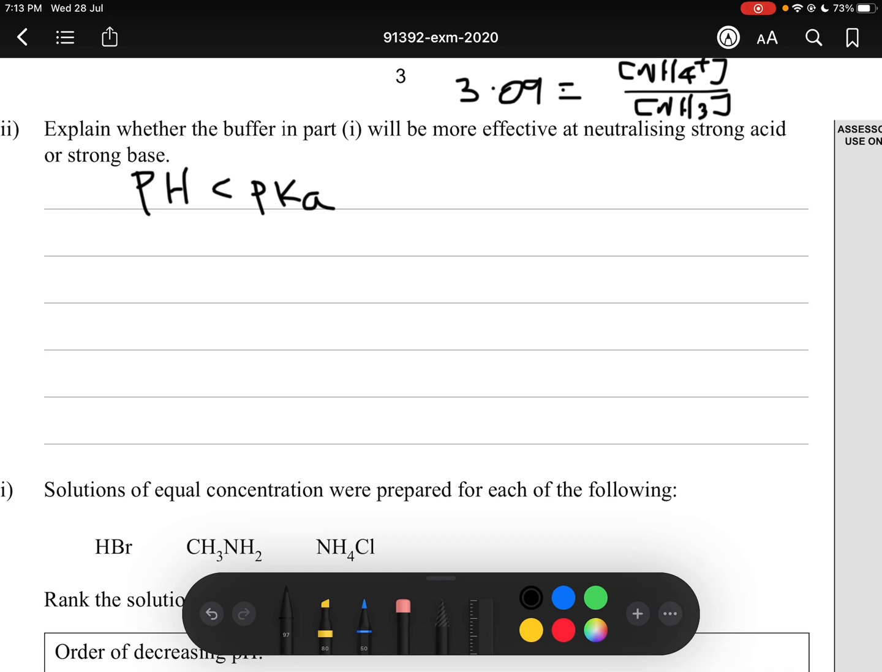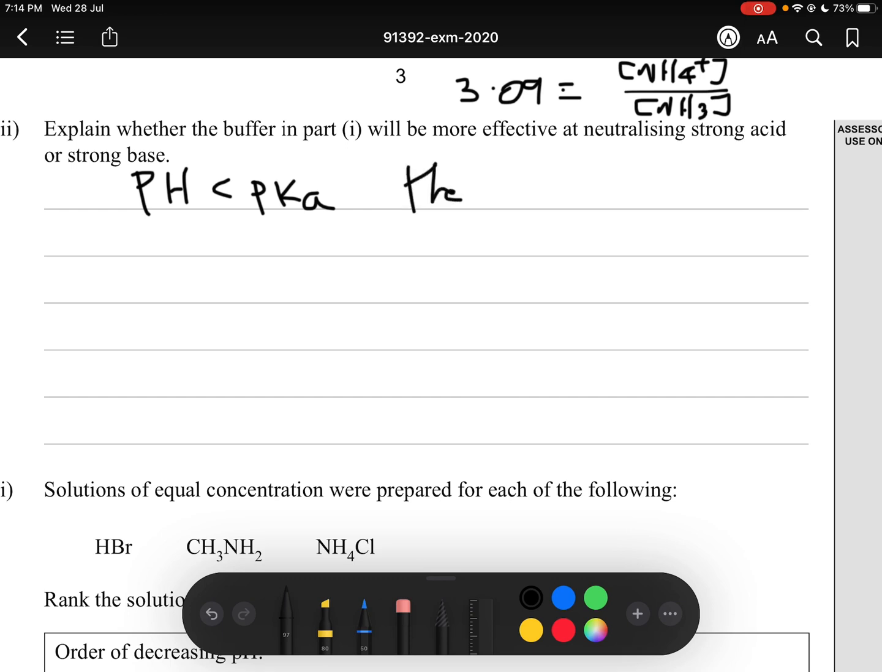So for any situation, if the pH is lower than the pKa, there is more acid than base in the buffer solution, and it's going to be more effective at neutralizing the strong base. If it's the other way around, if pH is greater than pKa, in this case we're going to have more base than the acid. Therefore, this particular buffer solution will be more effective at neutralizing strong acid because there's more base. But in this particular case, the pKa is greater than the pH.